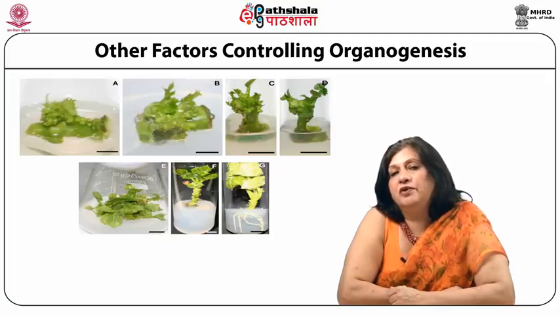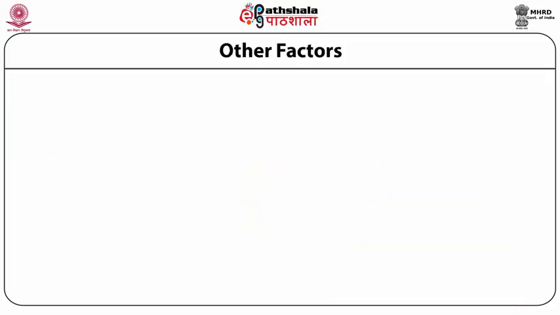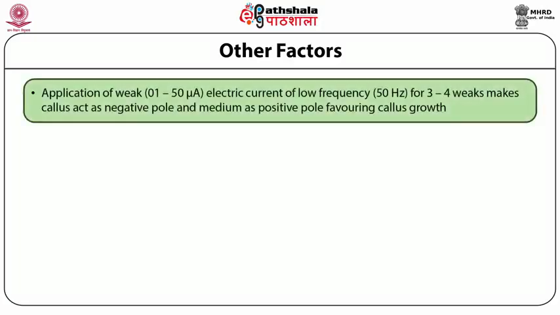Therefore, you have to decide what the inoculum density should be if you want to get a particular response. Now, it's interesting to note that application of weak electric current promotes both callus growth and differentiation of shoot buds in some species. For example, callus growth in tobacco is 70% higher, and in oil palm about 50% higher than the control.